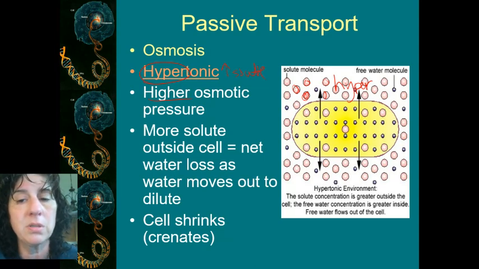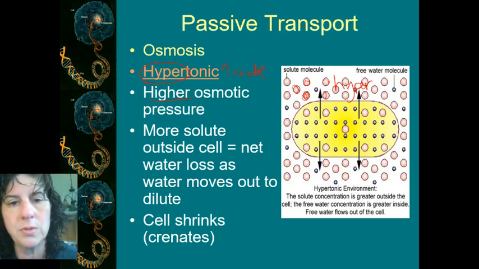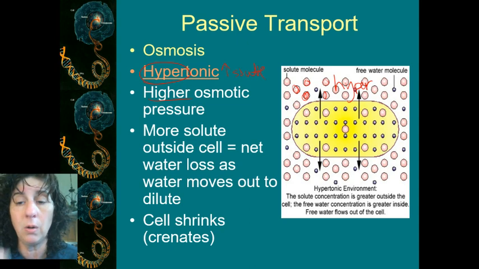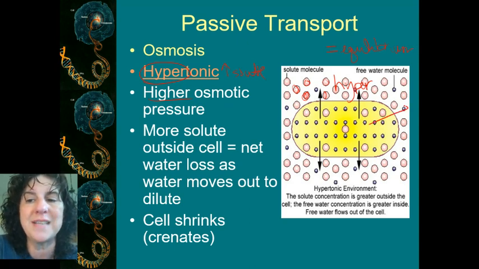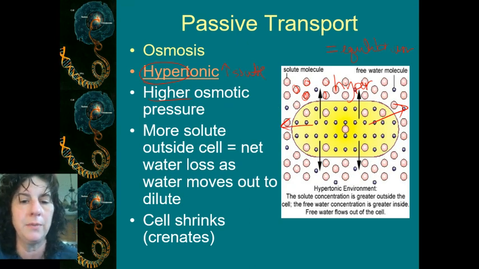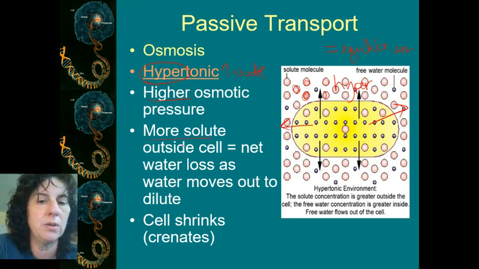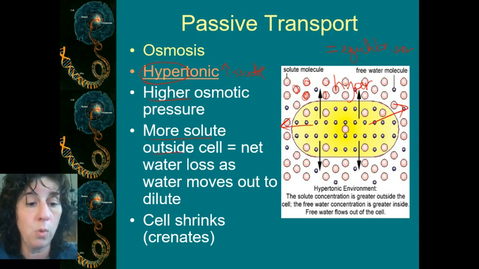But remember, those little pink spheres, the solutes, can't move. The only thing that can move across the membrane to try and get this to equilibrium is the water. We want to move to equilibrium as much as possible. So the water rushes out of the cell to try and dilute all of that solute out there. The more solute there is outside the cell, the more water is going to leave the cell to try and dilute, so the greater the water loss from the cell.